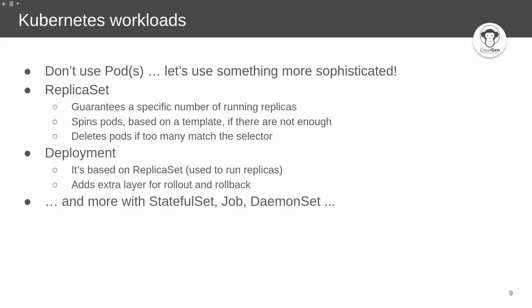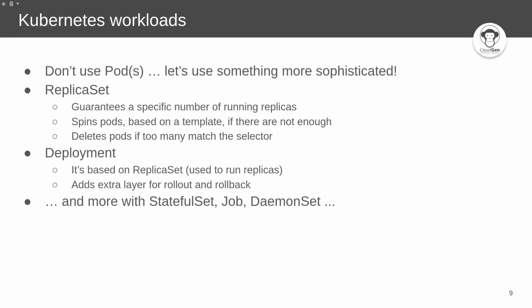The other one is a deployment. A deployment is based on a replica set. So when you create a deployment resource in Kubernetes, you have a corresponding replica set for spinning up the replicas, so your pods, but it adds an extra layer for doing rollout and rollback. So for upgrading your applications to a new version, or doing a rollback if something goes wrong and you want to roll back to the previous version.